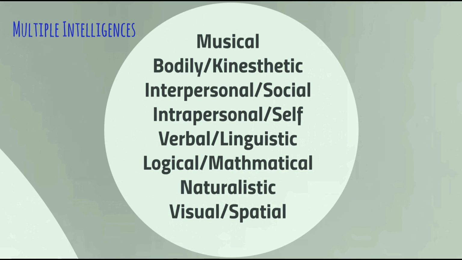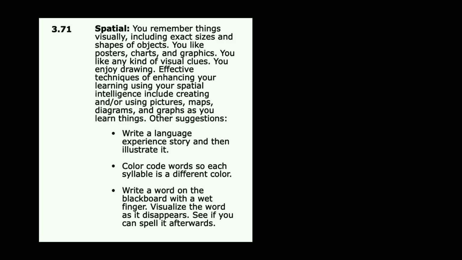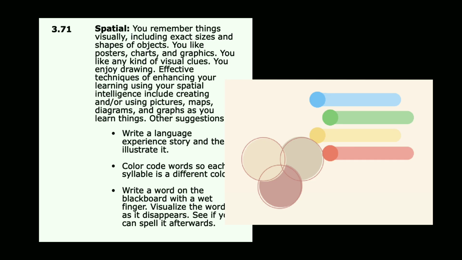My tests show my highest intelligence is self, which means I like to spend time by myself and think things over. I often take information from another person, mull it over by myself, and come back to that person later to discuss it. Second one is spatial. I remember things visually. I like posters, charts, and graphics. I like any kind of visual clues.